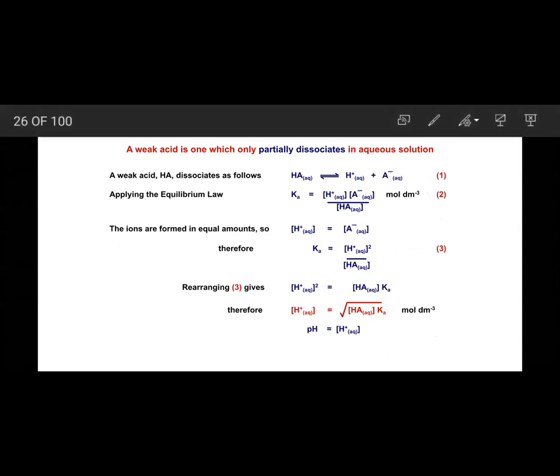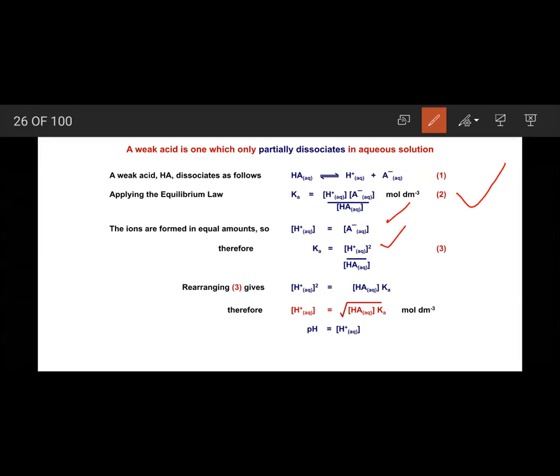Okay. So now we just need to know how to calculate the pH for a weak acid in an aqueous solution. As you know, Ka is the concentration of H plus and A minus over the concentration of HA only. As you know, the ions are formed in equal amounts. So here the H plus ion concentration and A minus ion concentration become equal, right? So Ka is equal to what? Here the H plus ion concentration and A minus are both equal, so it becomes the concentration of H plus ion squared, right?